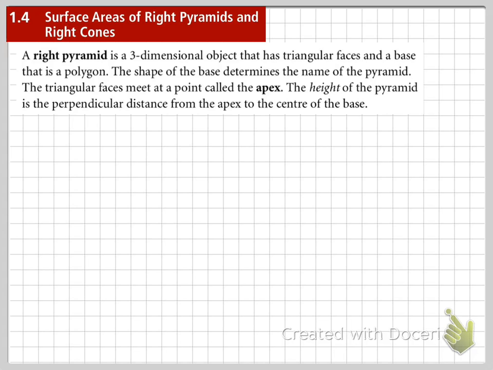Now the triangular faces meet at a point called the apex. That's the very tip or the top of the pyramid. The height of the pyramid is the perpendicular distance from the apex to the center of the base. That's different than the slant height, which is the distance from the apex to the perpendicular bisector of the base on the side of the face. Think of it like a slide.